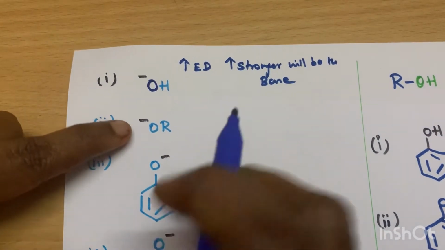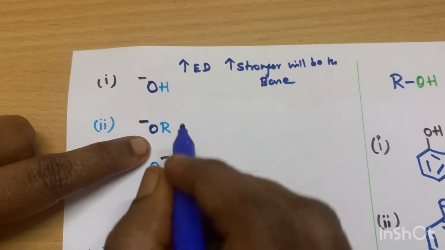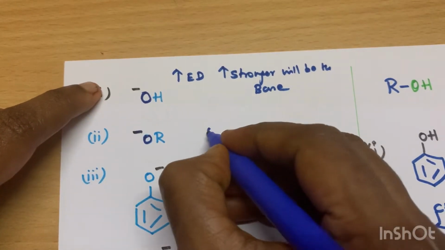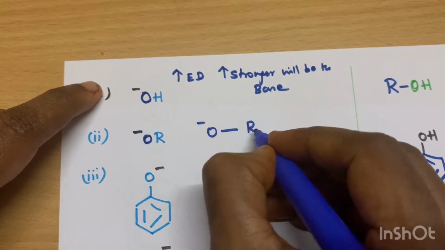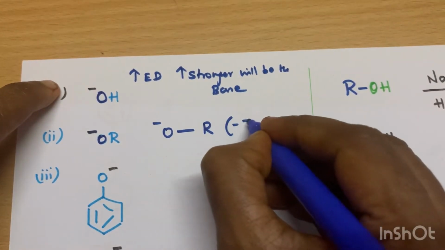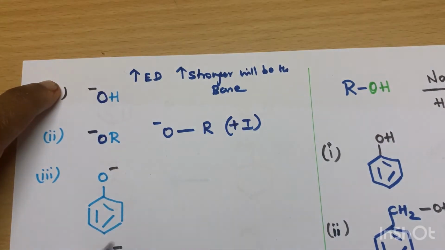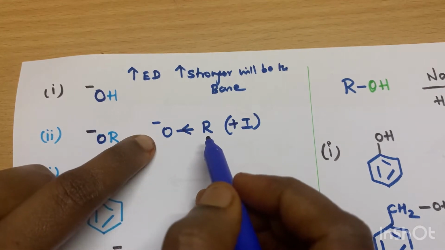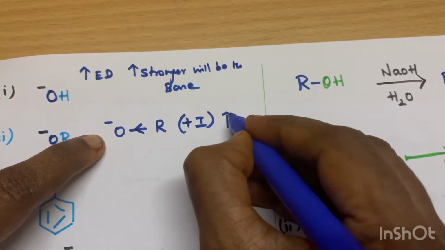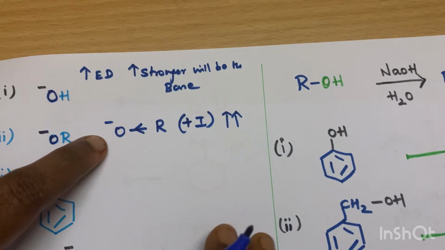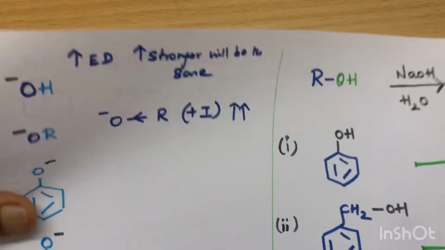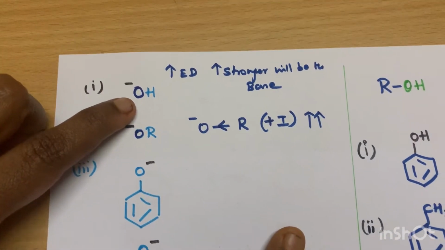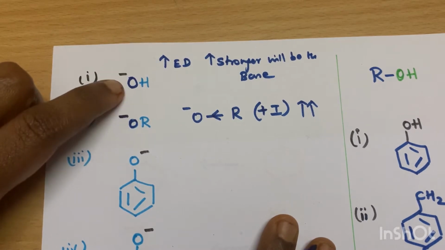So let's compare. Here also there is electron density, and here instead of hydrogen there is an alkyl group. So how it influences, let's see. Alkyl group, we know it has plus I effect. Plus I effect means it will donate electrons. So what happens if we donate electrons? The electron density over the oxygen atom increases further. That is the influence of the alkyl here, whereas the hydrogen is not doing so. It is neither plus I nor minus I.